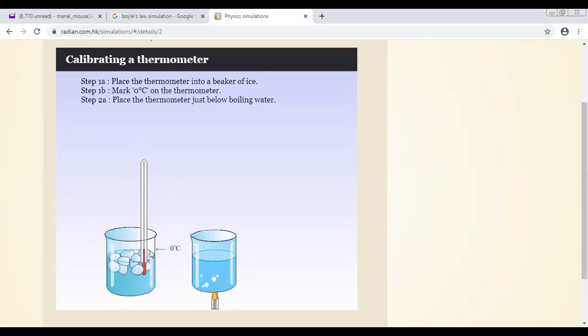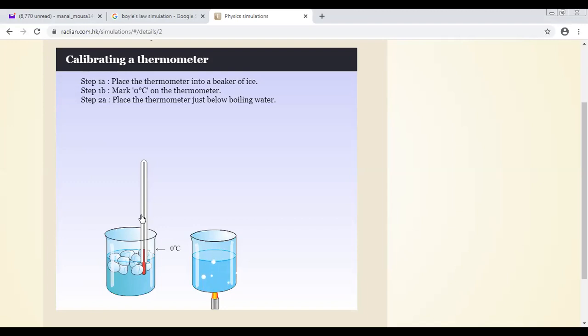At this time, we have to mark the 0 Celsius on the thermometer. Now, we have one degree, which is 0 Celsius, and the name of this degree is the lower fixed point. This is the temperature of pure melting ice. This is called 0 Celsius or 0 degrees Celsius.